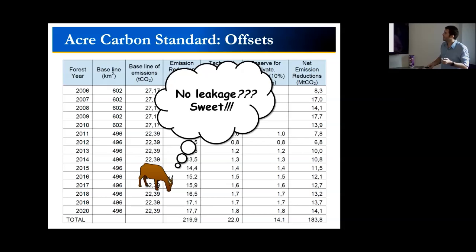There's no leakage in this table. And if you show that to anyone that works with carbon credits, they will say, well, you might be just displacing your emissions to a different country or a different state.